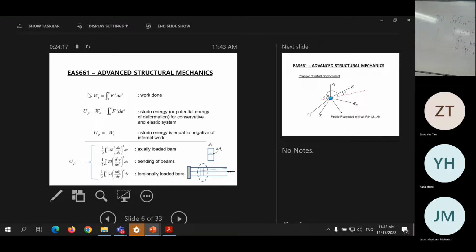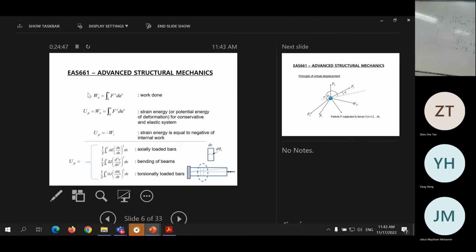So strain energy is equal to work done by the force. It is stored in the structure. This equation is valid for conservative and elastic systems. Conservative means the loading does not depend on how you apply the sequence. It only depends on the final state.